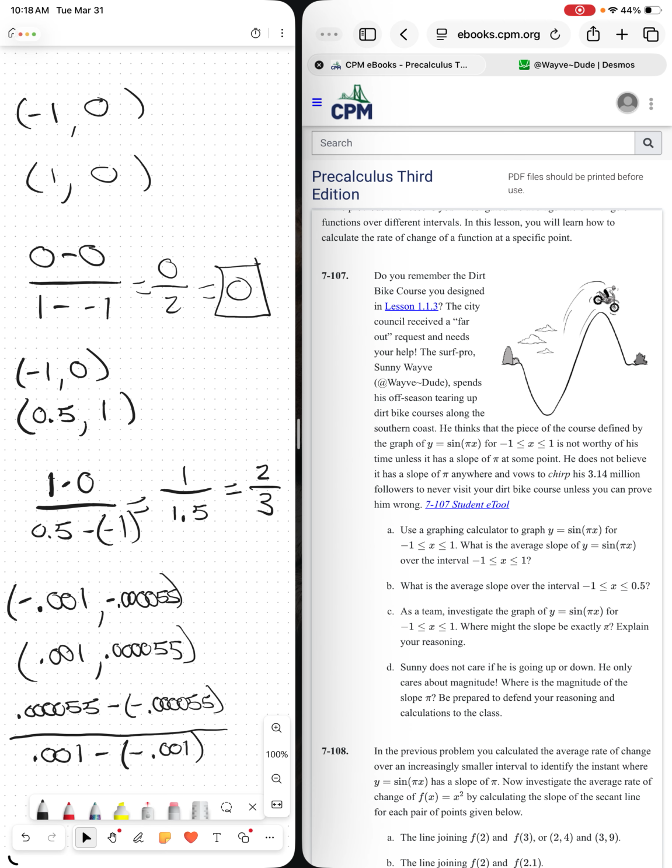My calculator must not be in radian mode, and I just told you guys to check that. It is not. It is in degree.